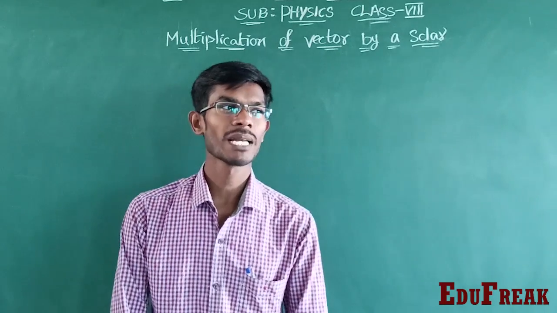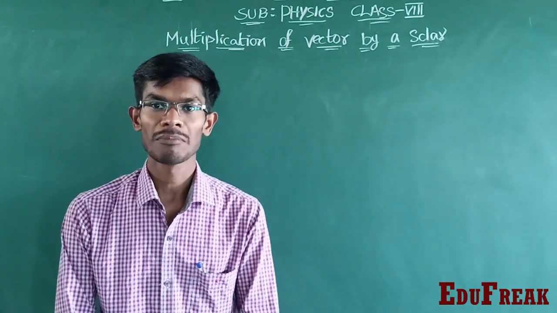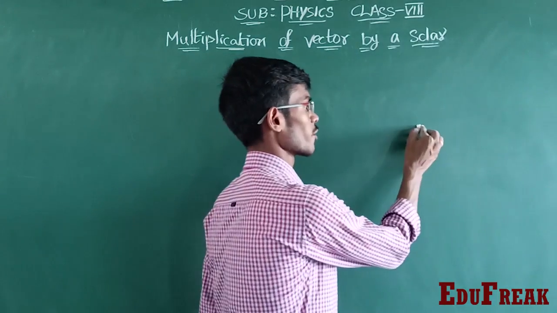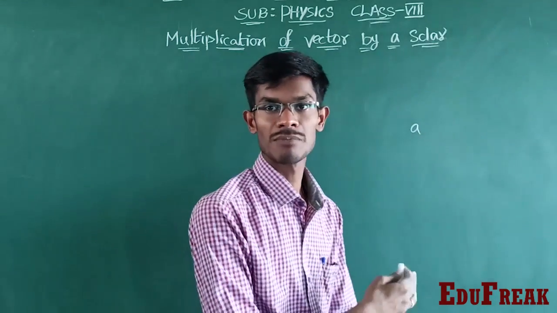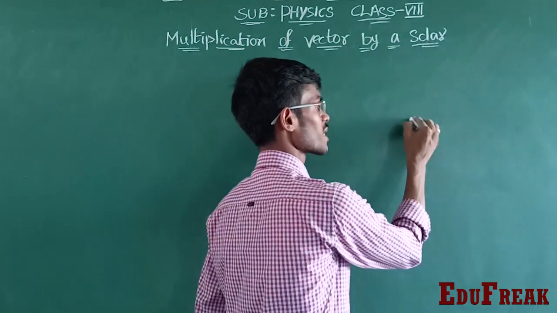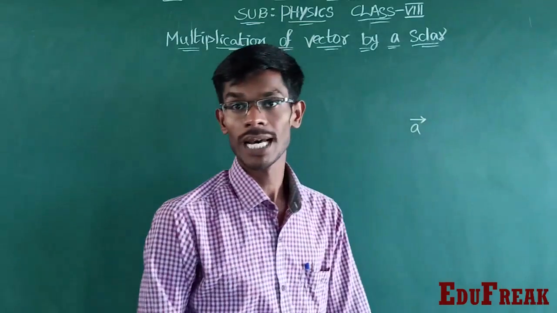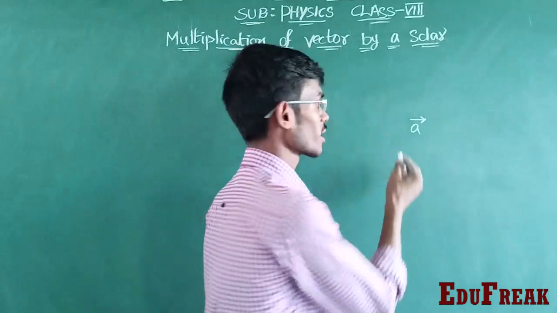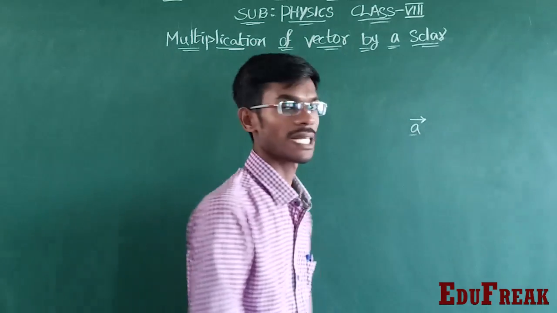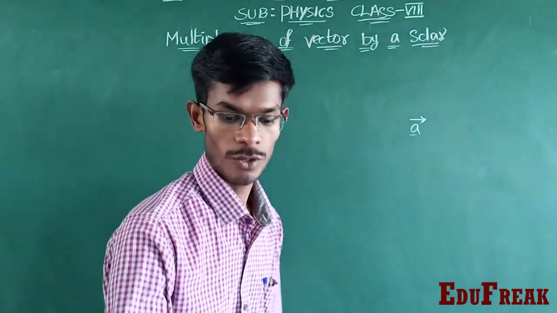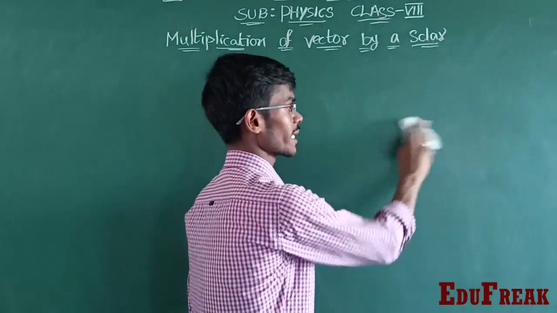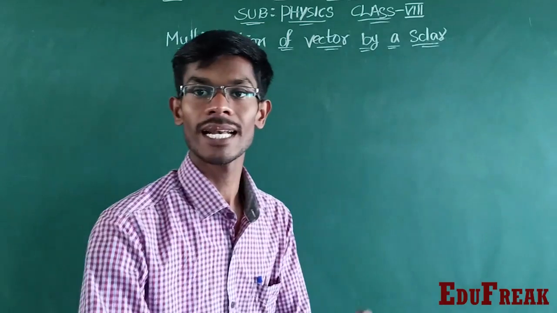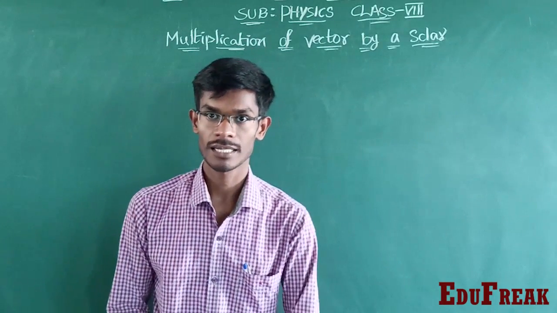So a scalar is represented by a normal letter. Suppose you write A, it comes under scalar. If you represent it with an arrow on top of an alphabet, then it is represented as a vector. Here we are considering only the scalar of an object.